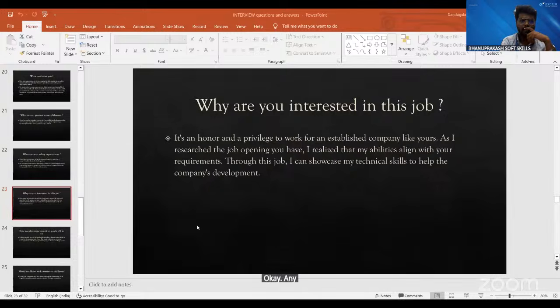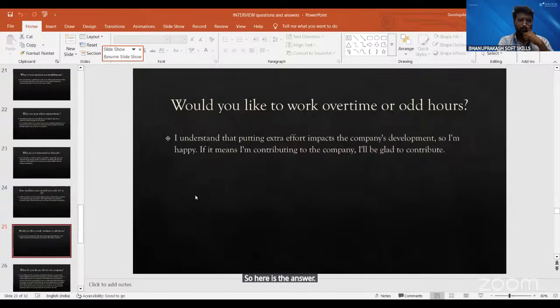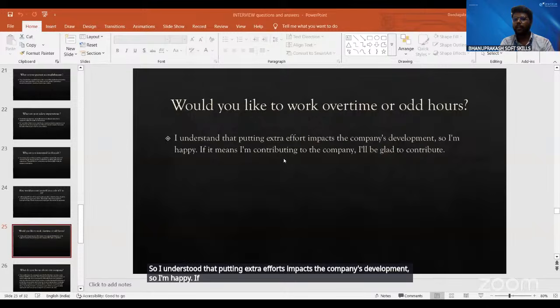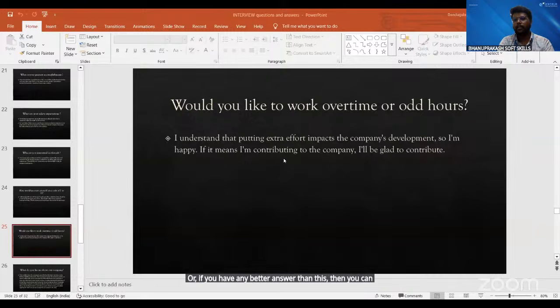Okay. Any other answers? Yes, you need to say yes. Also, you need to convince that you are going to work. Okay. So here is the answer. I understood that putting extra efforts impacts the company's development. So I'm happy if it means I'm contributing to the company, I'll try to contribute. That is the answer that you can give. Or if you have any better answer than this, then you can also do that.